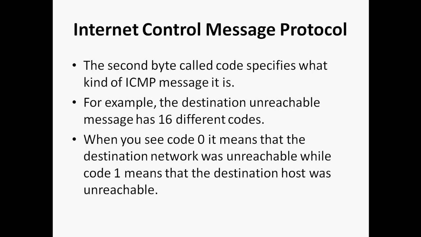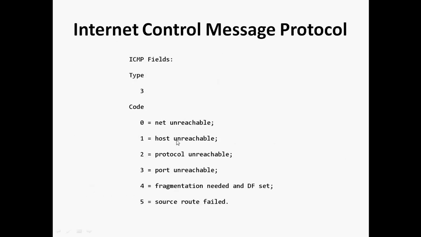The next field is the second byte, called code. The code specifies what kind of ICMP message it is. For example, if it's type 3, a destination unreachable message, there are 16 different codes. When you see code 0, it indicates the entire network is unreachable. If it is code 1, the particular host is unreachable. Likewise, this is an example.